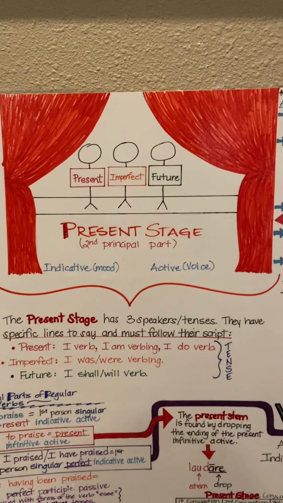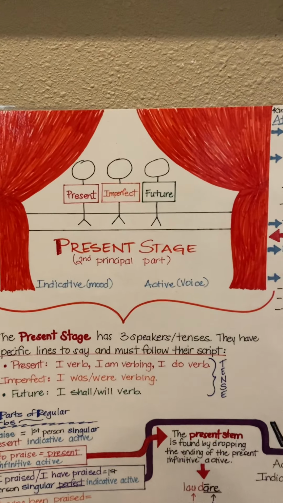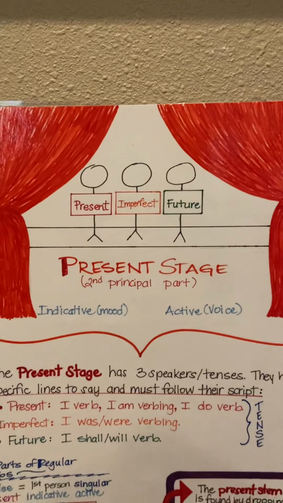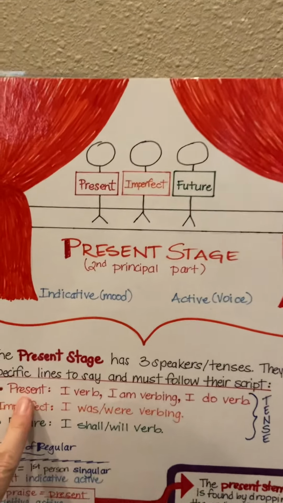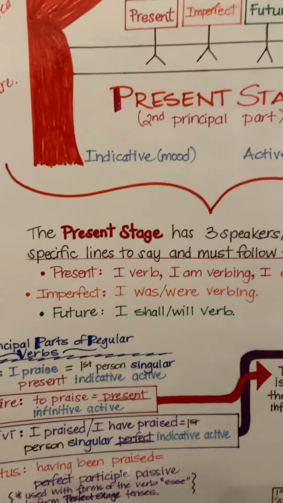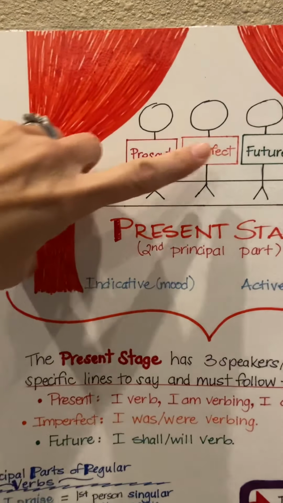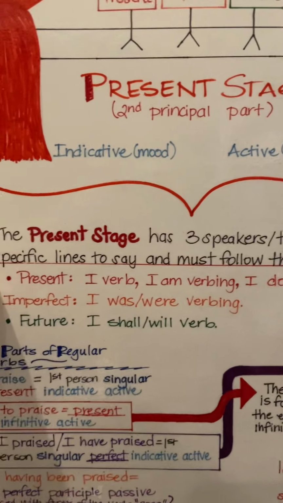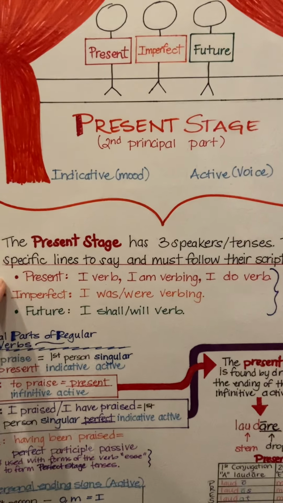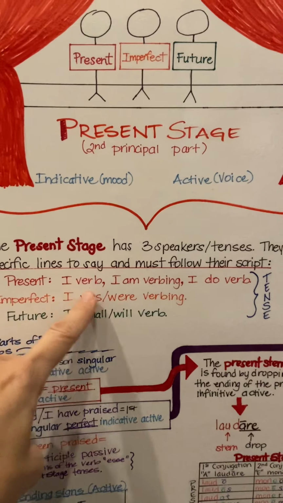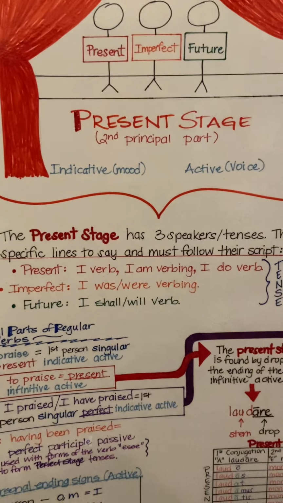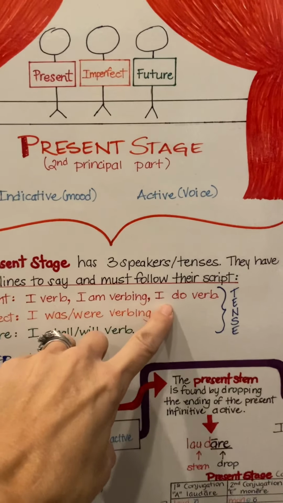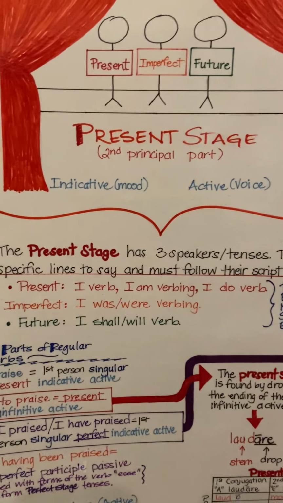And so again, as I was saying, there are basically 3 speakers, and each speaker has a job or lines with which they can say things, and they have to follow their script. So we see that there is a present stage. The 3 speakers are the present, imperfect, and future. And I have them listed down here as well. This is just a poster I created for myself. And so you can see here, you've got the present tense, in which there are 3 ways that we can say things in Henle Latin as he lays out for us. You would say I verb, I am verbing, or I do verb, and that's in the present tense.